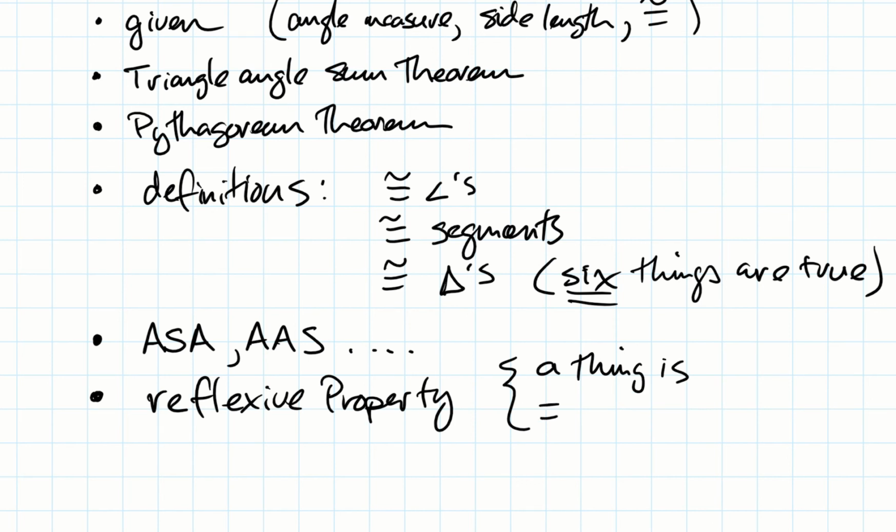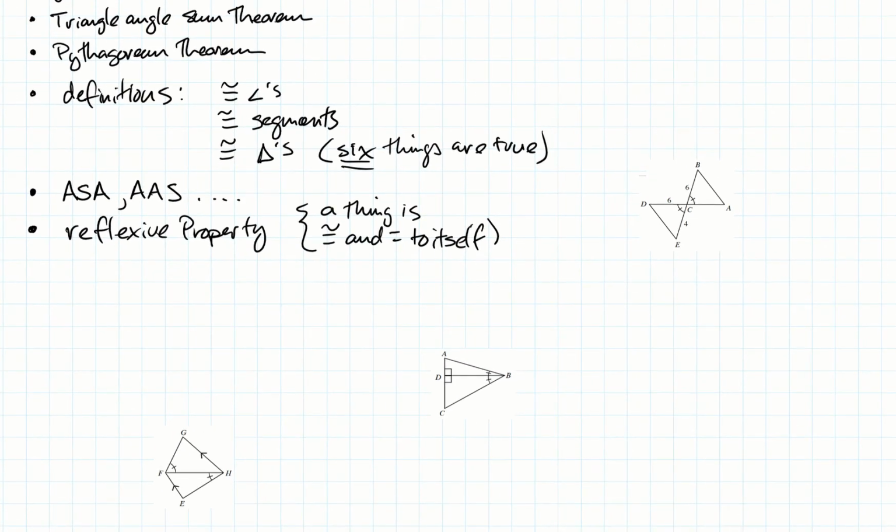is congruent and equal if it's something that's measurable to itself. And you're probably thinking, well, why in the world would that ever happen? Let me give you a quick for instance.